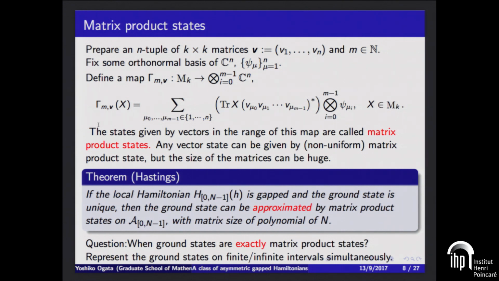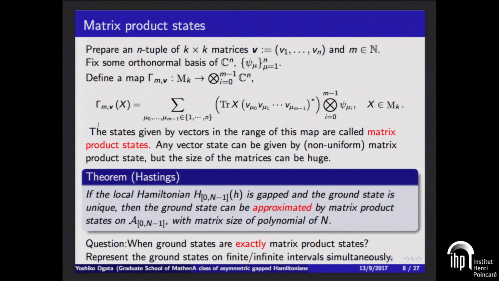So here there is a k by k matrix X, and for this I consider this kind of trace, and then we get some scalar, and I define the quotient of this one to be this scalar. So it's quite a simple formula, and it defines some linear map from k by k matrices to this m-fold tensor of C^n. And the states given by vectors in the range of this map are called matrix product states.